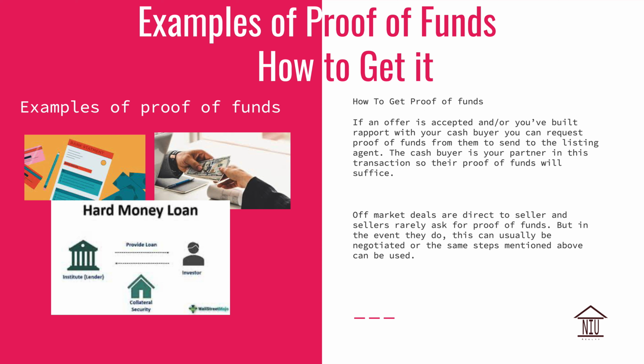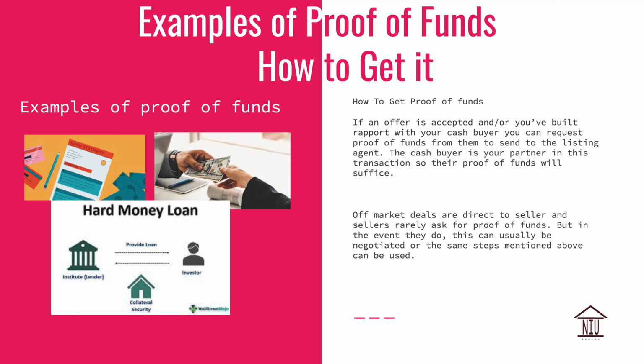Proof of funds: examples of them and how to get it. Examples of proof of funds include bank statements, hard money loans, or proof of funds letters from your bank or an institutional lender. In order to get proof of funds, if you don't have it yourself, and you've built rapport with your cash buyer and your offer has been accepted by the listing agent or the seller, you can request proof of funds from your cash buyer and send it to the listing agent or the seller. The cash buyer is your partner in this transaction, so their proof of funds will suffice.